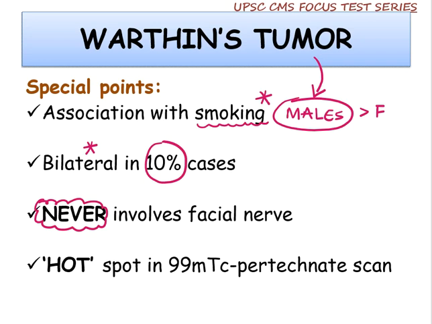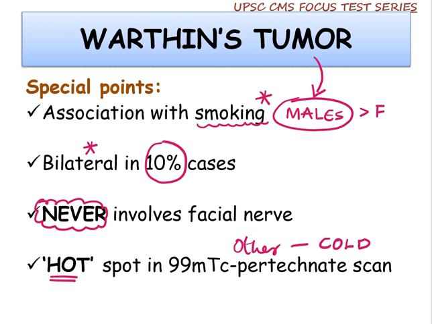Very, very important point. And one more important MCQ point is, it is characterized by the presence of a hot spot in technetium-99 pertechnetate scan. Why is this very important? Because in all the other tumors, there is only a cold spot if you do this pertechnetate scan, whereas Warthin's tumor alone shows a hot spot. The reason for the hot spot is increased mitochondrial activity in Warthin's tumor. That is why it shows a hot spot in technetium-99 pertechnetate scan. So these are the salient points about Warthin's tumor.